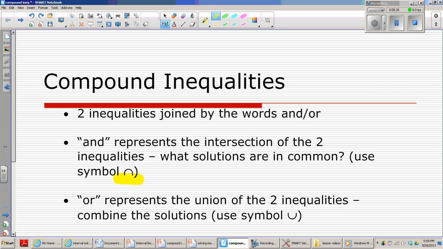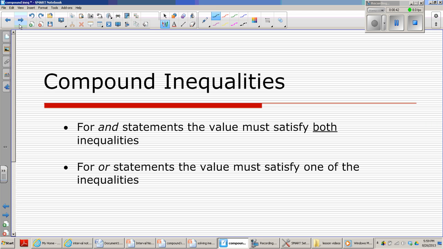Or represents the union of the two inequalities. So we combine the solutions and we're going to use the symbol U. For and statements, the value must satisfy both inequalities. For the or statement, the values must satisfy one of the inequalities.